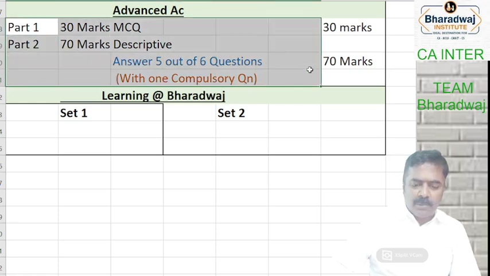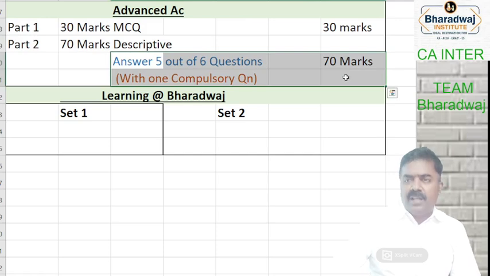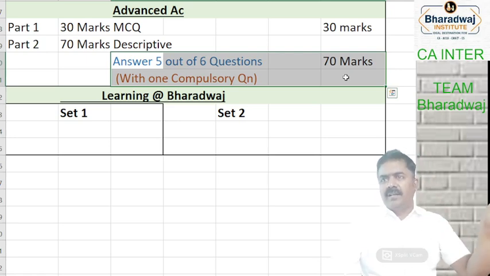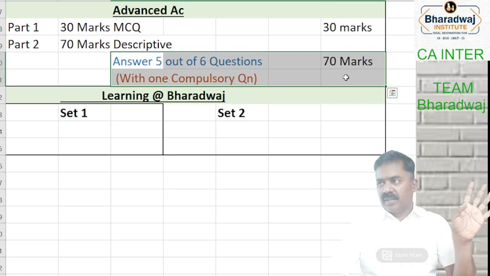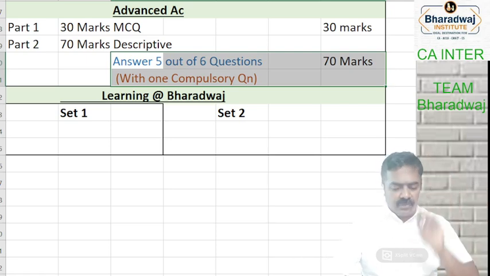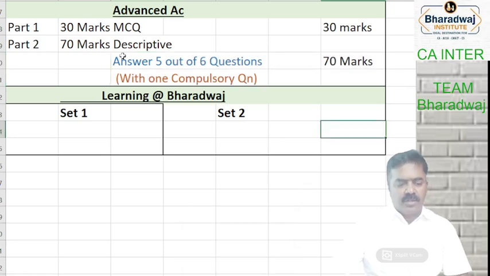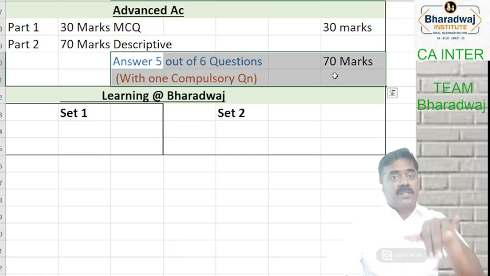So this is your question paper pattern. Okay, sir, these 70 marks questions, how will they be? Whatever we do in the classroom, that concept will be applied. Will they repeat the question? No. The same question we are not going to see. For example, if it is going to be branch accounts, we are going to practice 50 questions in the class.